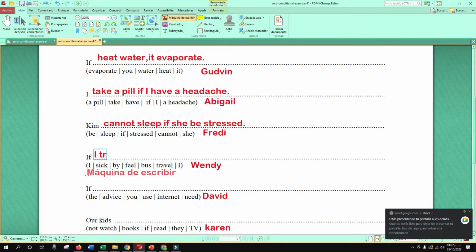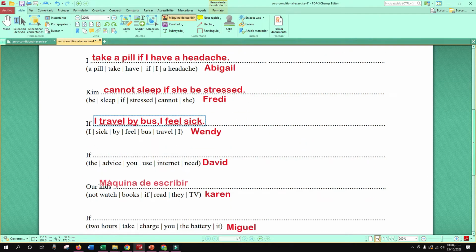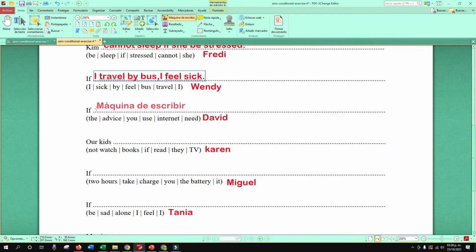If I travel by bus, comma, don't forget the comma, I feel sick, right? Excellent. So there you have the condition. If I travel by bus, comma, right? I feel sick. That will be the result. Excellent. Perfect, Miss Wendy. What about this one, Mr. Davy?